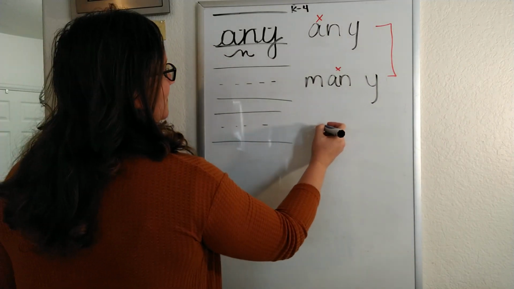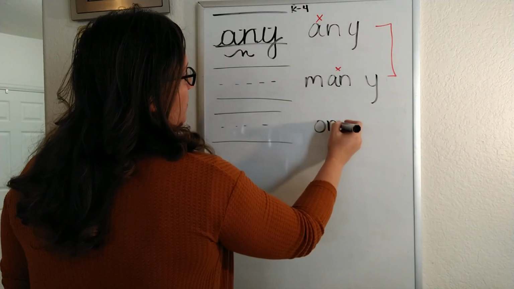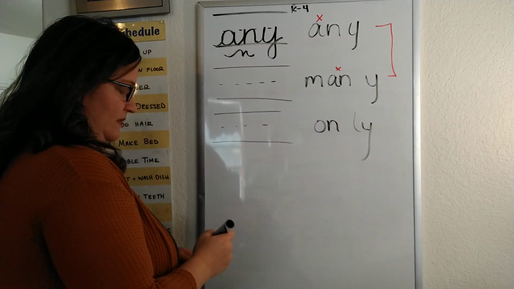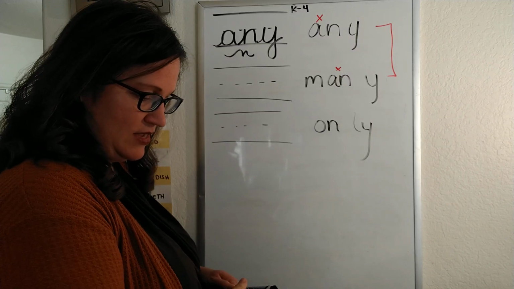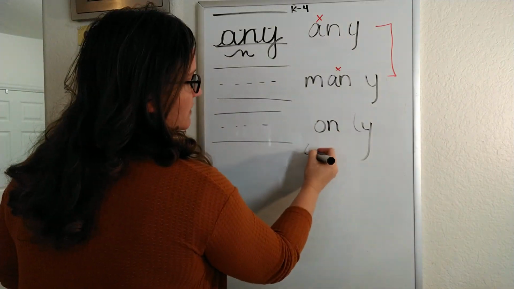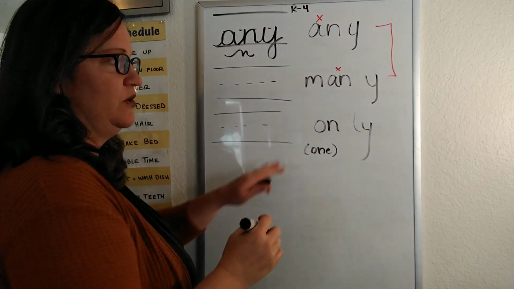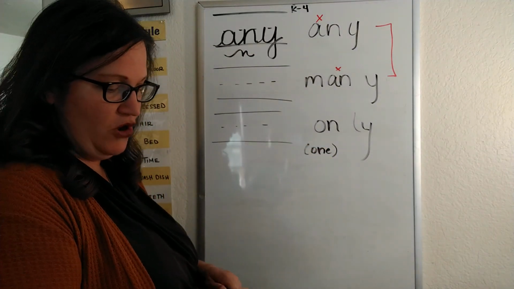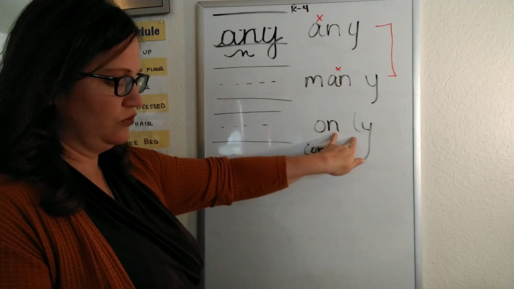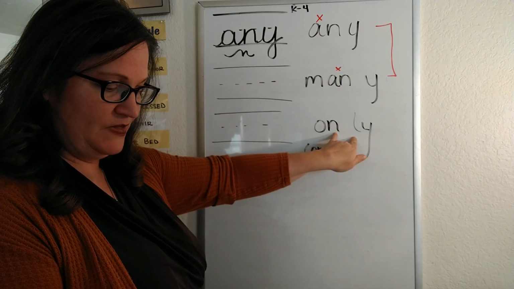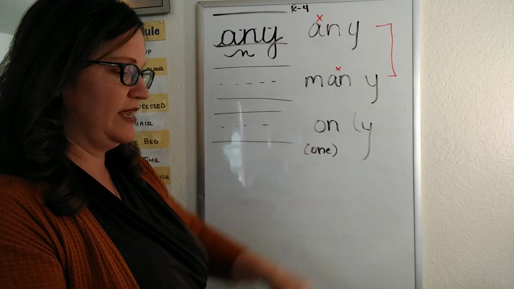Sound it out for me? O, l, I. Remember, this root word is one. That's why we're not doing O-W-N. And O can say O in front of two consonants. So that's why it makes sense. Y is a stand-in for I.